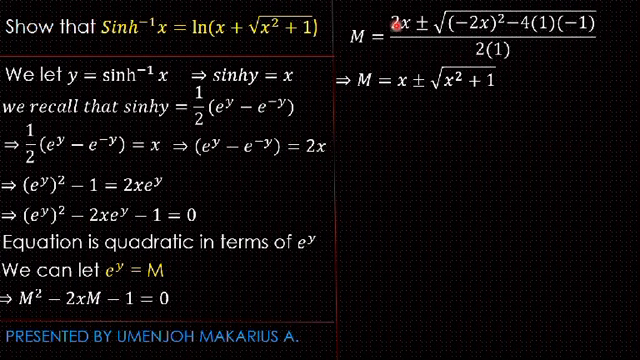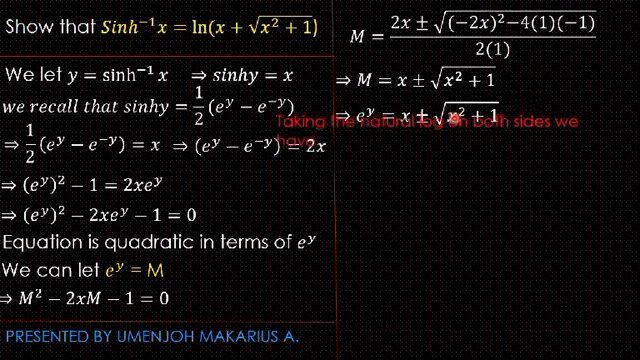These 2s, and the 2 here and the 2 down, can cancel. So we are going to have our x plus or minus the square root of x squared plus 1. But what was our m, guys? What was our m? Our m was e raised to the power y. So we simply plug in the value here: e raised to the power y equals x plus or minus the square root of x squared plus 1.